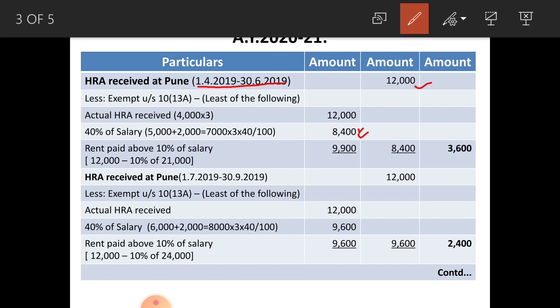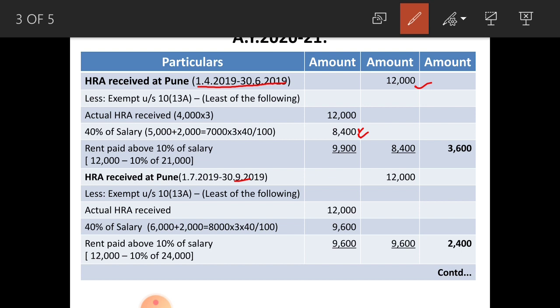Okay. Next thing is HRA received at Pune only but with an increment of 1,000. That is from 1st July 2019 to 30th September 2019. Why 30th September? Because he is getting a transfer on 1st October 2019. That is why 30th September 2019. Here also he is getting a basic of 6,000 in Pune for 3 months. That is from July to September end.